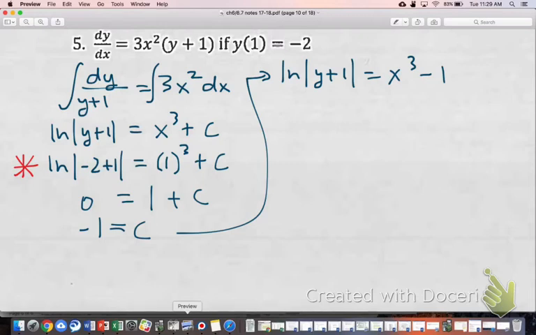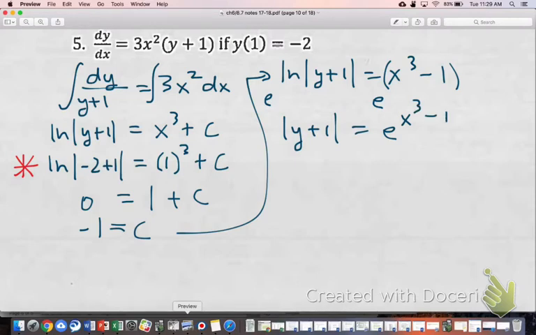E to both sides. Okay, so e to this side. Can I show you a really common error? E to this, e to this, e to this. It's really bad math that you cannot do. What you can do is e to the whole left side and e to the whole right side. Maybe put that in parentheses. On the left side you end up with the absolute value of y plus 1 is equal to e to the x cubed minus 1.